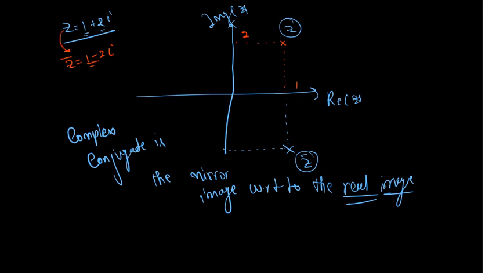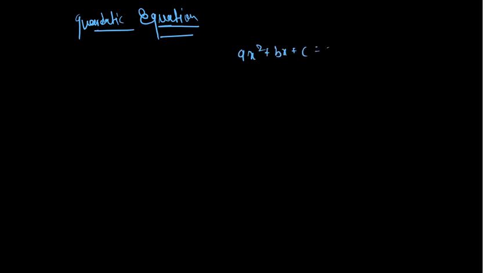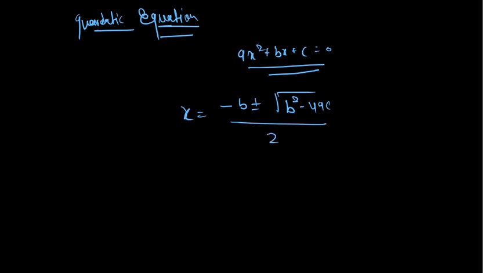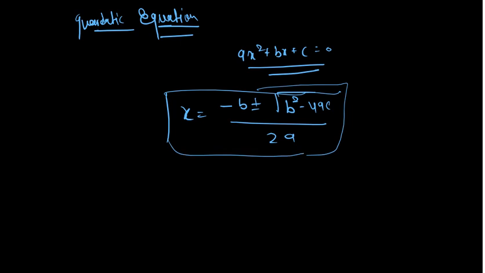Now with the use of this complex conjugate and our complex numbers, in the case of quadratic equations, it becomes very easy to solve for the roots. You know ax square plus bx plus c is equal to 0, my simple quadratic equation. Its roots will be x is equal to minus b plus minus square root of b square minus 4ac divided by 2a. While taking the positive sign, you get one root, and while taking the negative sign, you get another root.